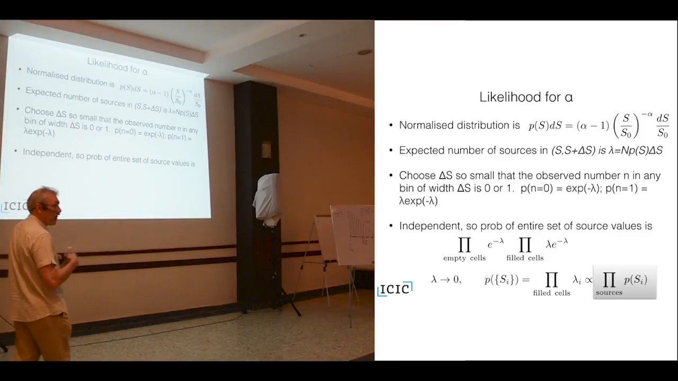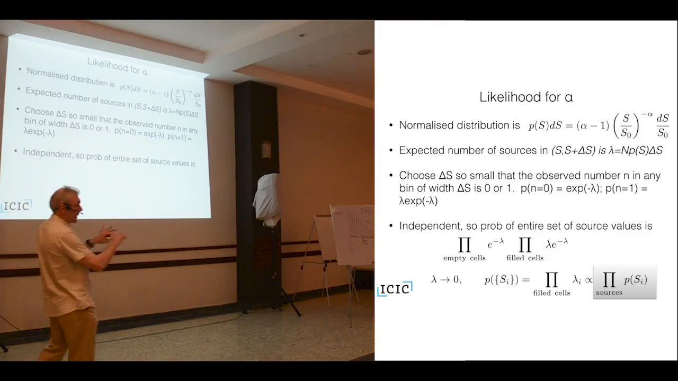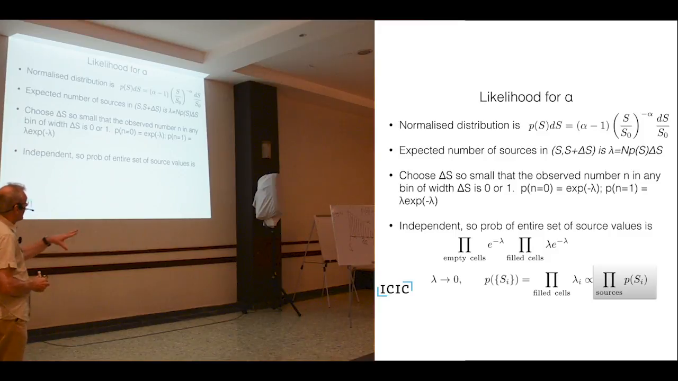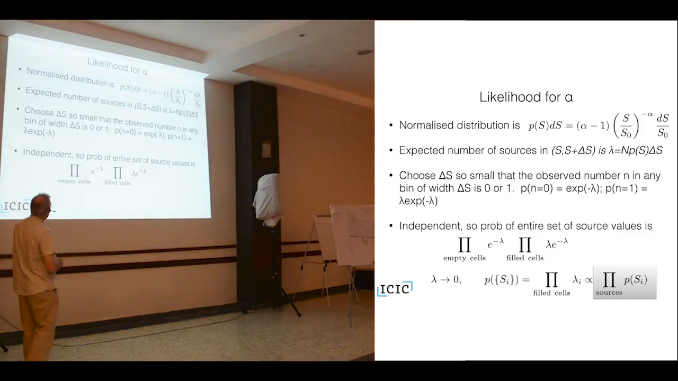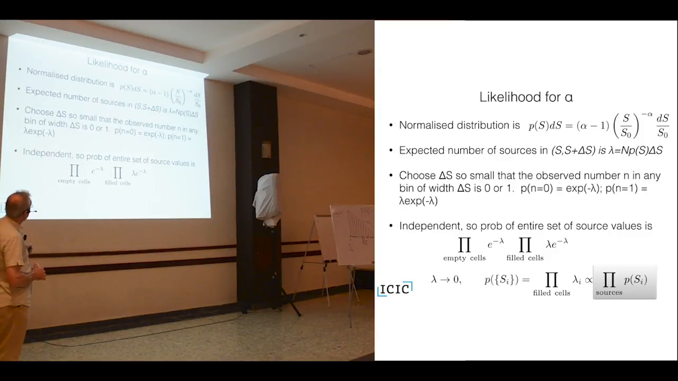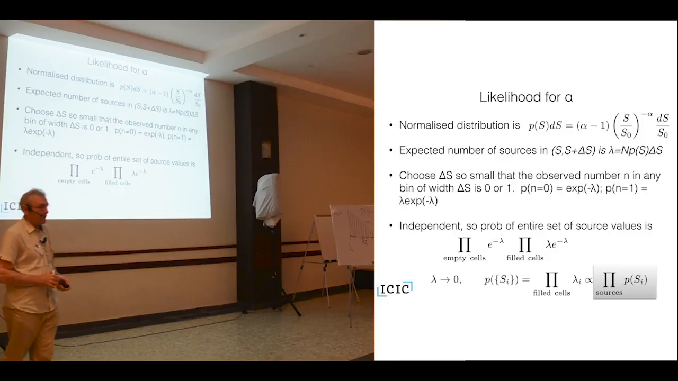Okay, so if these sources are independent, then if we want the probability of getting that particular set of filled bins, we just multiply the probabilities together. That's the product over the empty bins, each of which has a probability of e to the minus lambda, and the filled bins, each of which has a probability of lambda e to the minus lambda. These lambdas depend on the bin number, which I haven't shown here.